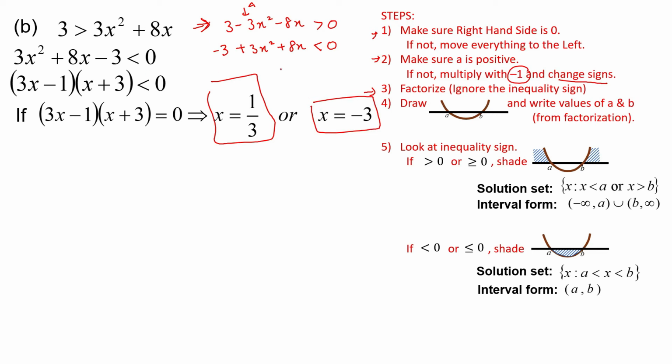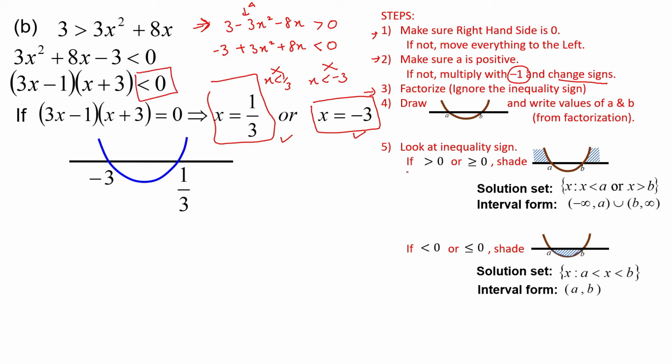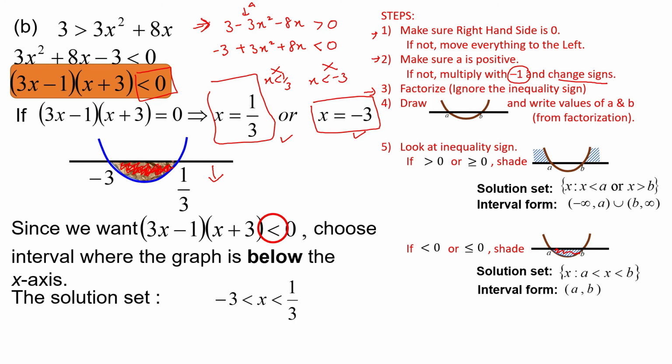Remember, it is not x less than -3. It's not this, and also it's not this. This is a wrong way of writing. You have to write like this. Okay, and just draw your U shape. Write the smallest number on the left. Look at your inequality sign. Fifth step. This is less than 0. That means you have to shade at the bottom, right in the middle here. You have to shade below this line, and the only place that we can shade below the line is right in the middle here. The solution set would be, why is it -3 less than x less than 1/3?